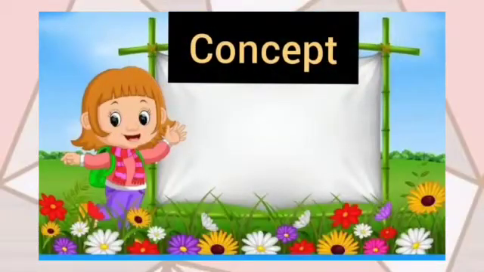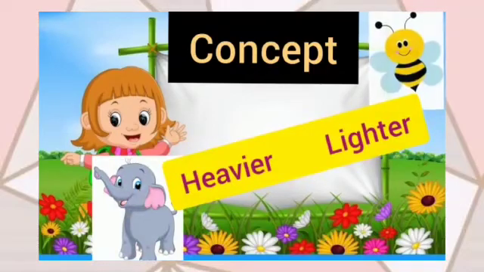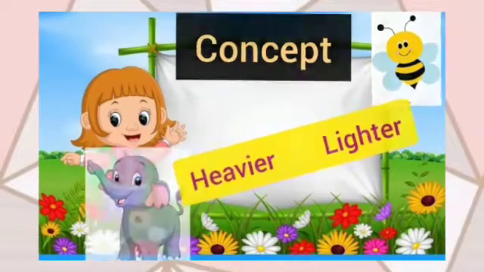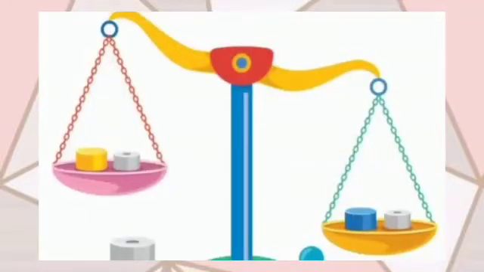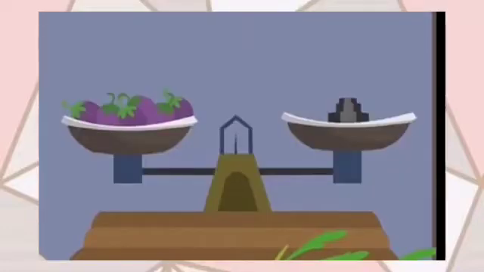Kids, now let us see a few more examples on heavier and lighter. Now, children, today we are going to learn a new concept and that is heavier or lighter. What is this? Yes, this is a weighing scale. We use a weighing scale to compare the weights of two objects. When we compare the weight of two objects, one object is heavier and the other one is lighter. Let's learn more with the help of the weighing scale.